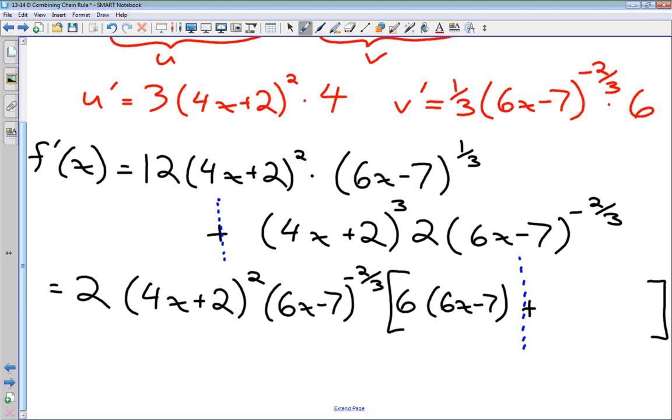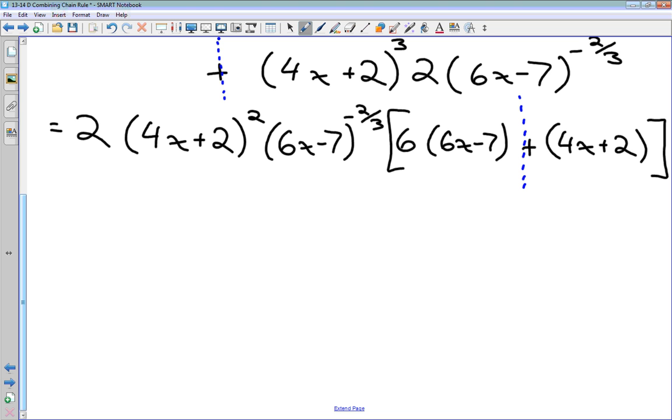In our second term, we have 4x plus 2 cubed, we've already factored out the 2, and we factored out 4x plus 2 squared, so we're going to be left with 4x plus 2, and we've already factored out the 6x minus 7 to the negative 2/3. So now we just need to simplify what is down inside those square brackets. So 2 times 4x plus 2 squared. Okay, I'm going to move the 6x minus 7 to the negative 2/3 down into the denominator.